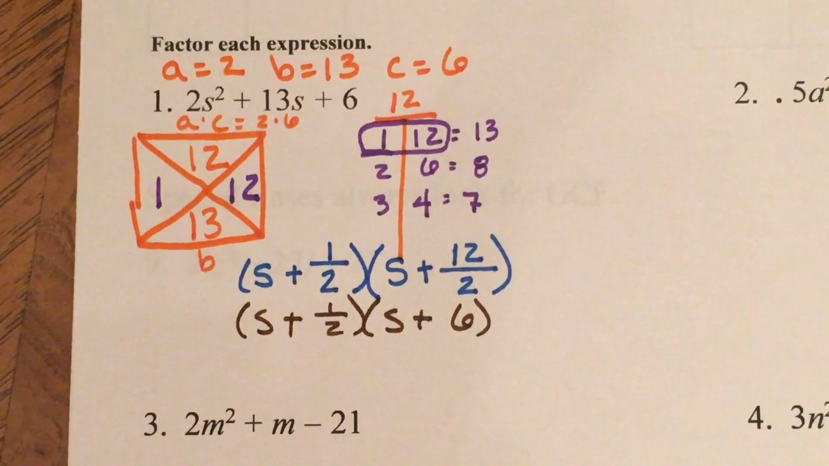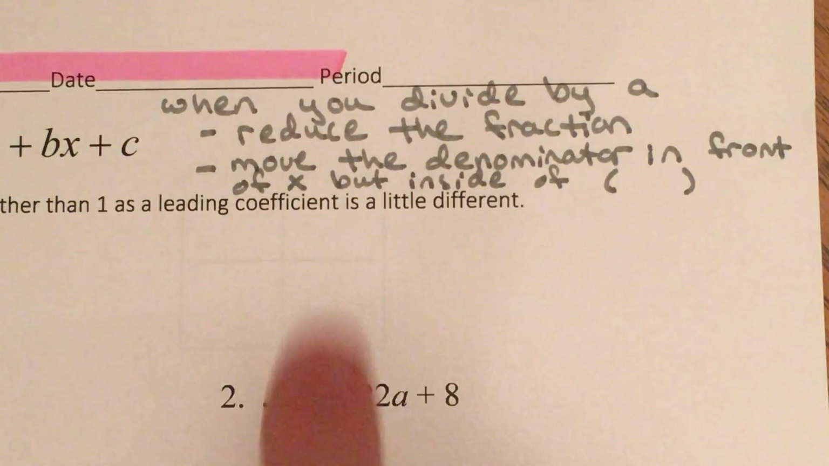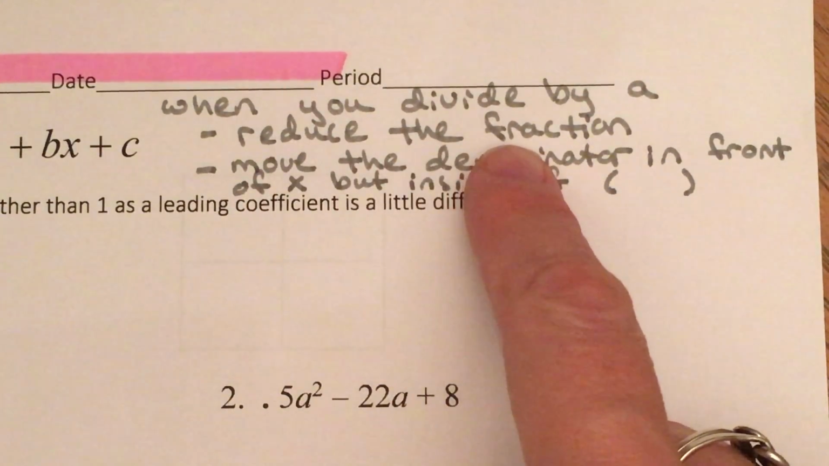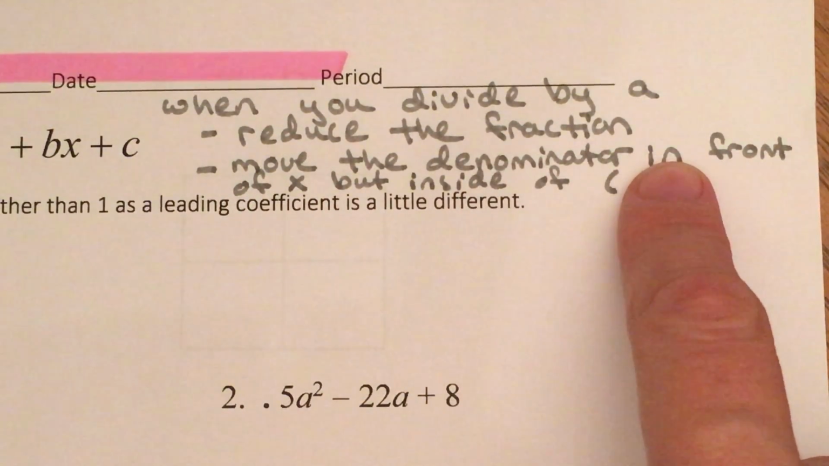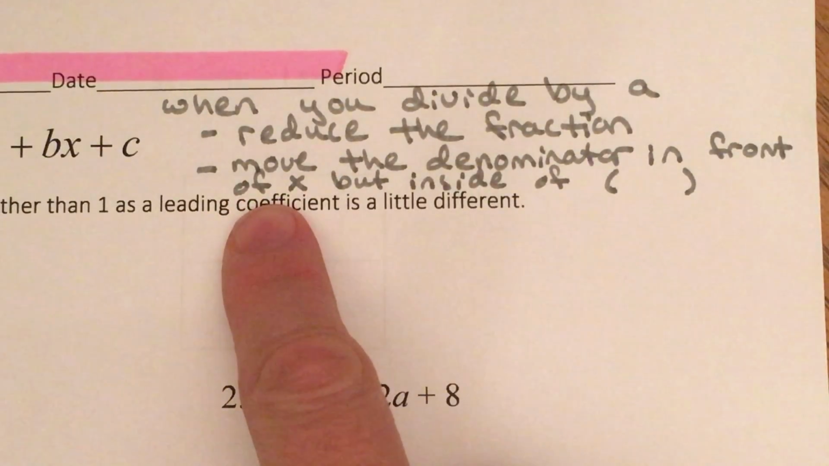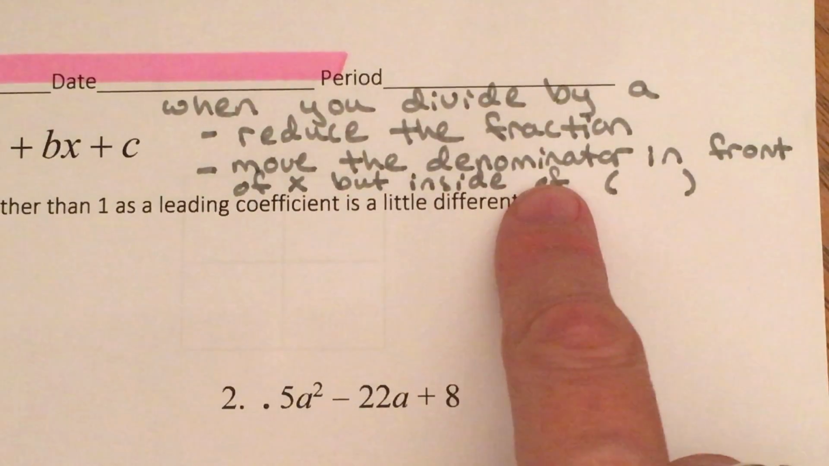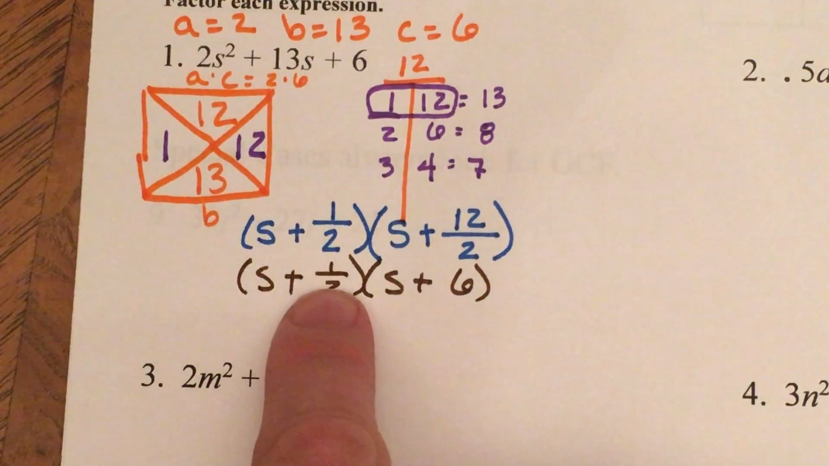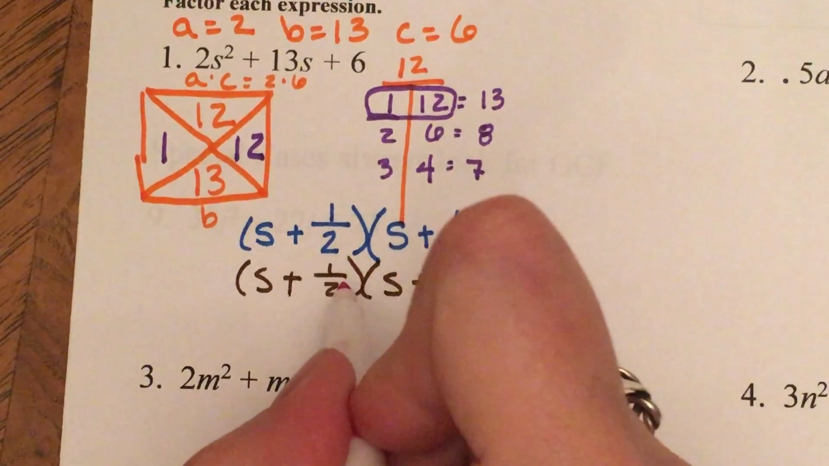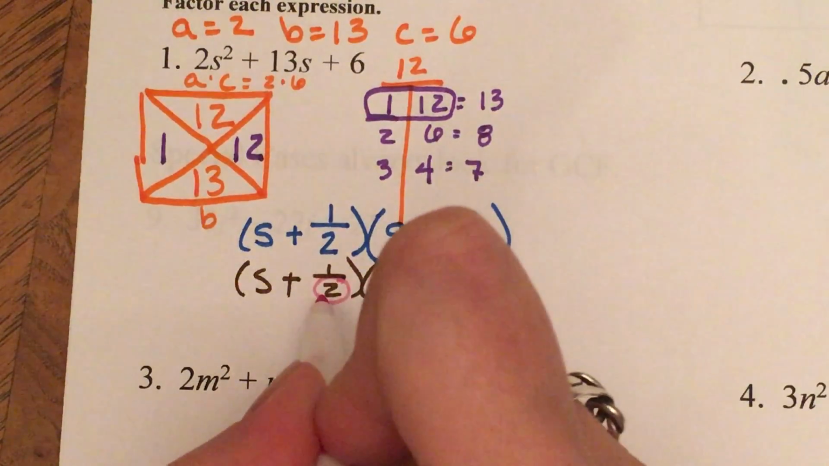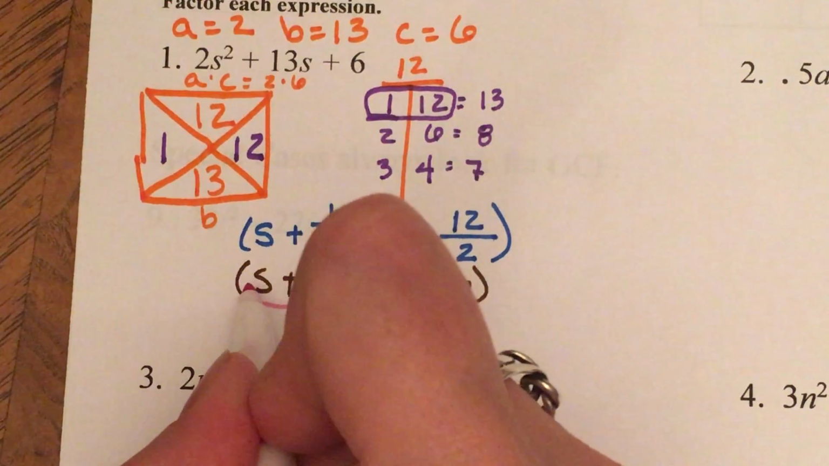Great. Now we said in the note at the top of the paper, reduce the fraction if you can. Move the denominator in front of x, but inside of the parentheses. What denominator? That one. Right there. So this 2 is going to slide right there.